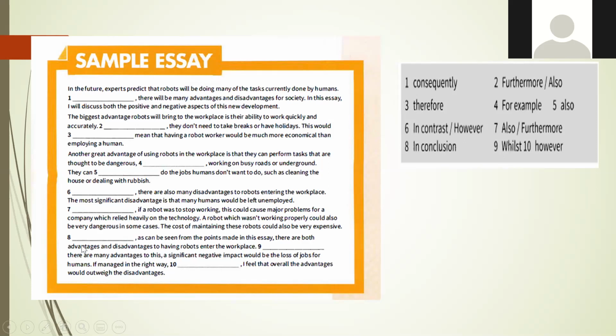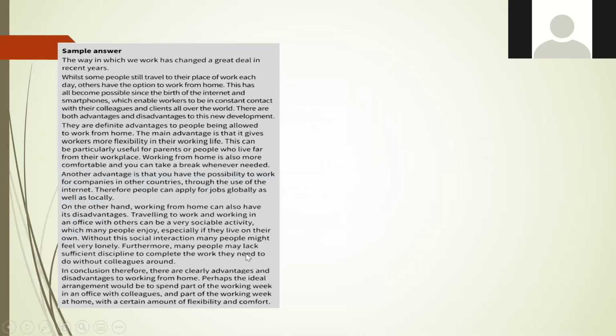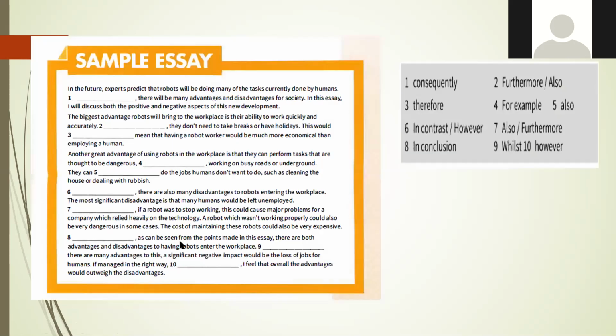So here is the conclusion. We'll go through the conclusion in here because we are out of time. So in conclusion, as can be seen from the points made in this essay, there are both advantages and disadvantages to having robots enter the workplace. Whilst there are many advantages to this, a significant negative impact would be the loss of jobs for humans. If managed in the right way, however, I feel that overall the advantages would outweigh the disadvantages.